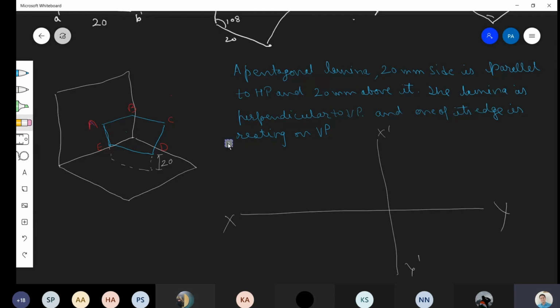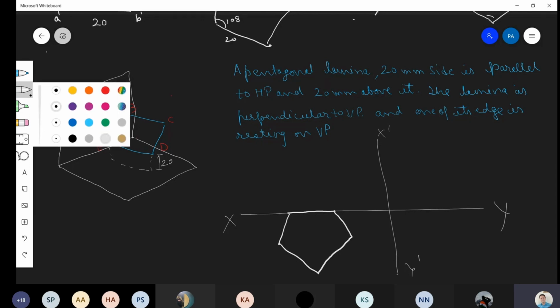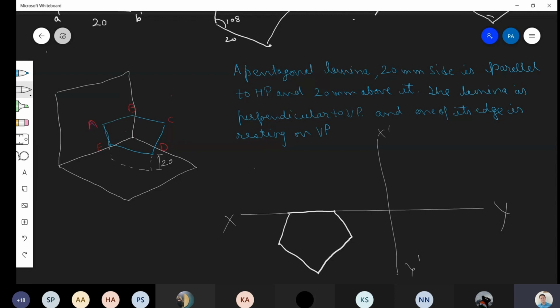So before we start drawing it, can we draw the front view first and then the top view? Okay, I will answer. We cannot draw the front view. First, we have to draw the top view only. So how will you start? We'll start like this. This is 20, then this, and then this, and this. This is the top view, and then we'll project it like this.